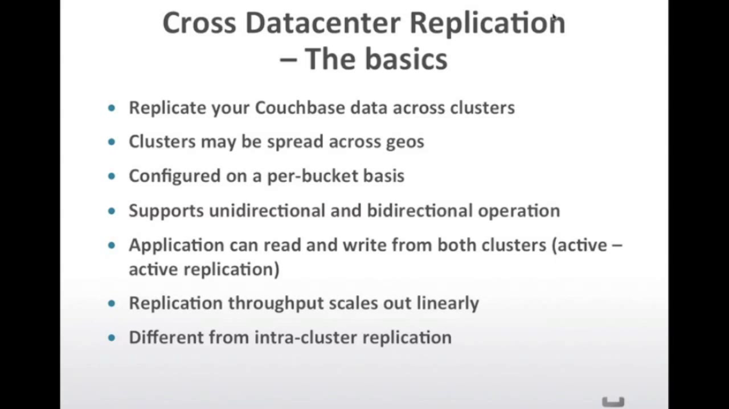replication throughput scales out linearly. Just like within a cluster, we provide a scale out feature. Even for replication between clusters, we provide scaling out linearly. What it means is that if you have more nodes that you add to the clusters on either side, we would take advantage of it to be able to scale the replication between the clusters. So it is able to scale when it provides more resources to the cluster.